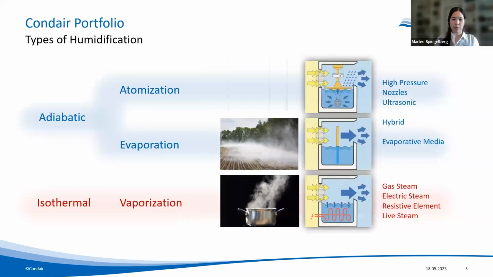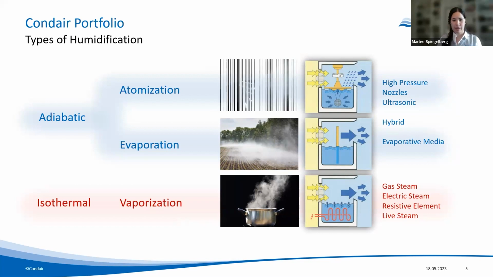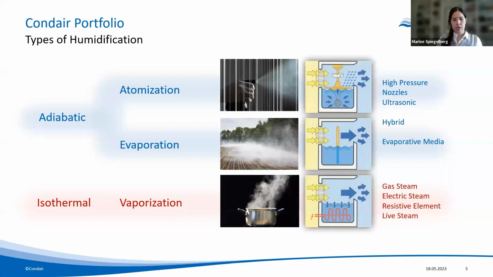Starting with the Condair portfolio, we split up types of humidification into adiabatic and isothermal. With adiabatic, you have atomization as well as evaporation, and with isothermal, we're looking at vaporization. For humidification in general, water needs to change state from liquid to vapor. This uses about 1,000 BTUs of energy. Steam humidifiers add energy to the water using some type of energy source like gas or electricity to boil the water, whereas with adiabatic humidification, water takes energy from the surrounding air to make that phase change.